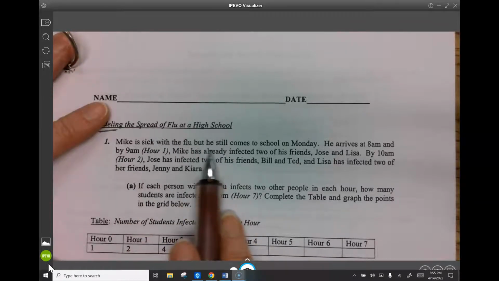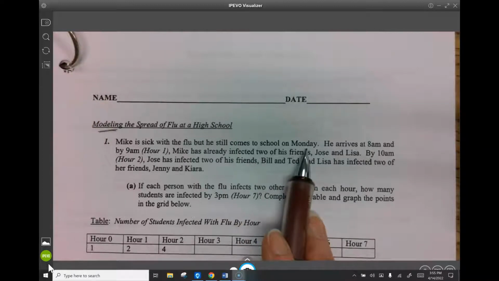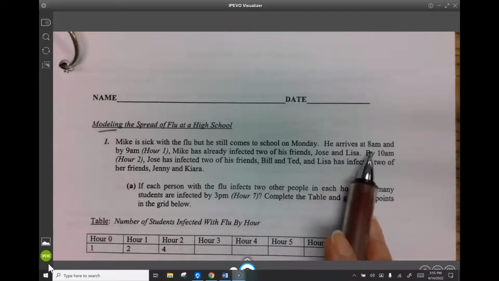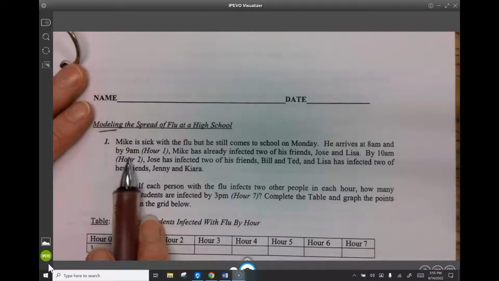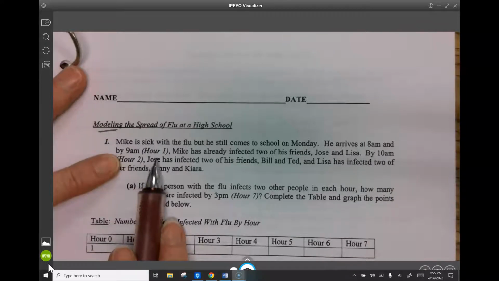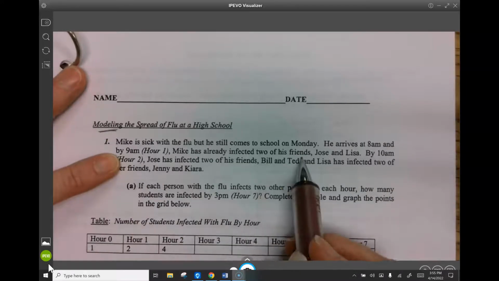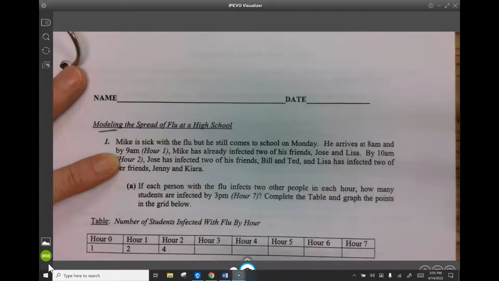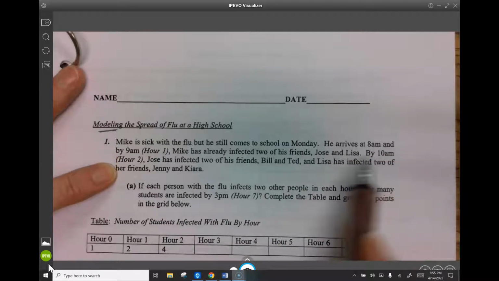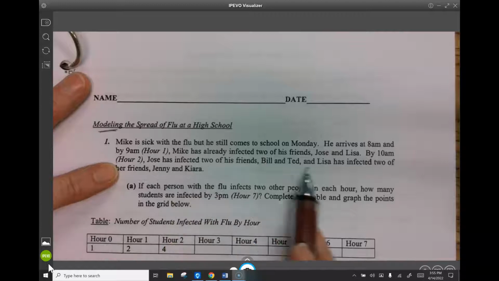Mike is sick with a flu, but he still comes to school on Monday. Ooh, this was definitely before COVID. He arrives at 8 a.m., and by 9 a.m., which is hour 1, Mike has infected 2 of his friends. This is COVID. Not before COVID, it is COVID. Okay? By 10 a.m., hour 2, Jose is okay, and it keeps on going.